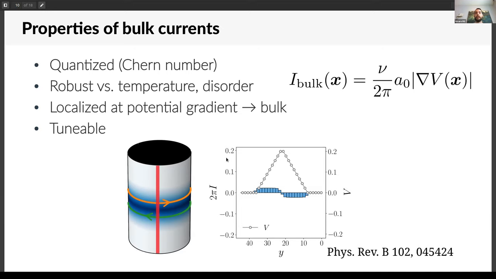To show this fact, we show here a cylinder with a potential that is like this. So it has the form of a triangle. And we measure now the currents traveling through this red line. Okay. What we can observe here is that where the potential is constant, for example, here and here, there are no net currents. But whenever the potential has a non-zero gradient, for example, here and here, there are bulk currents. So by choosing the form of the potential we want, we can have any current that we want.